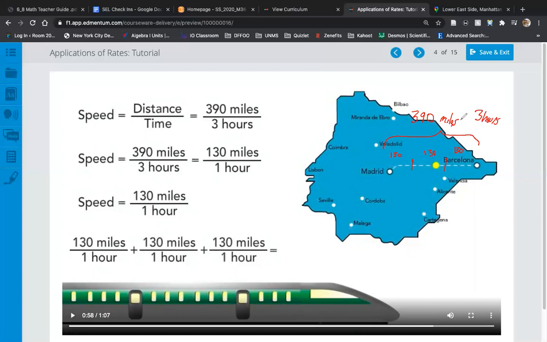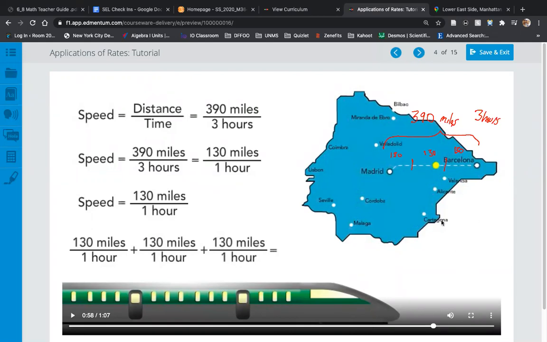So we then used that information to figure out what the unit rate was. We figured out that the unit rate has to be 130 miles for every 1 hour. So in 1 hour, we go 130 miles, and we're a third of the way there. The next hour, we go another 130 miles. The next hour, another 130, and that takes us from the start to the finish.